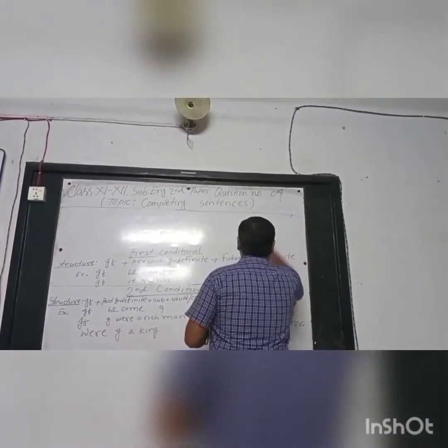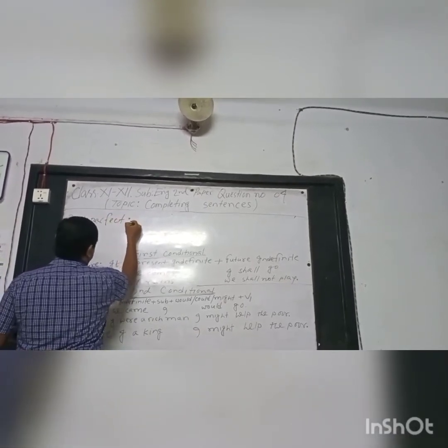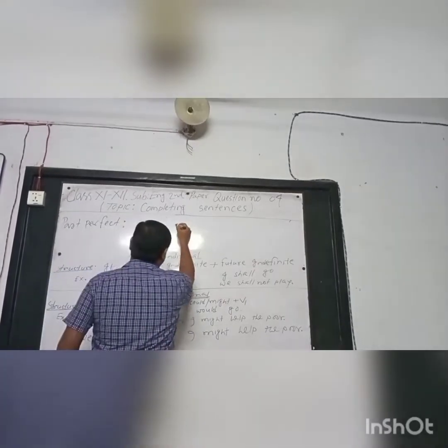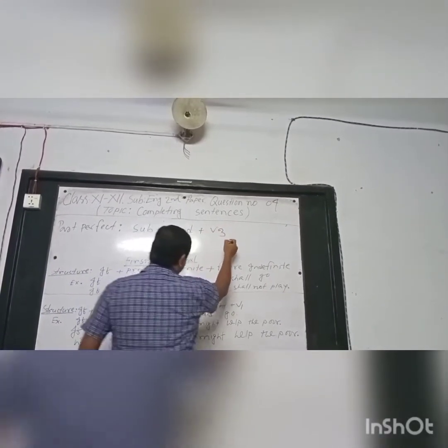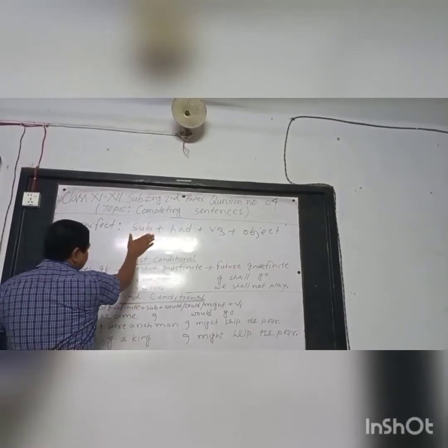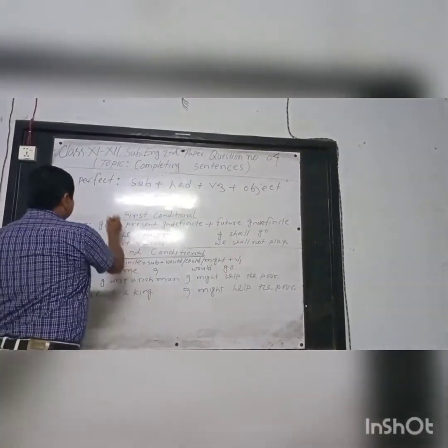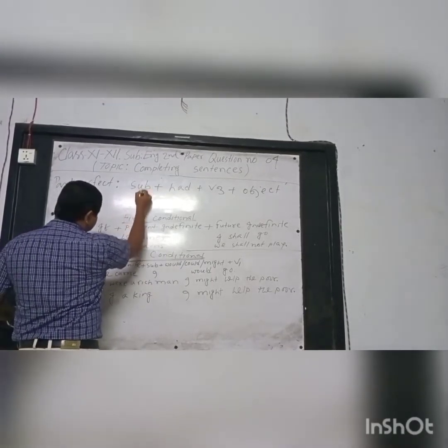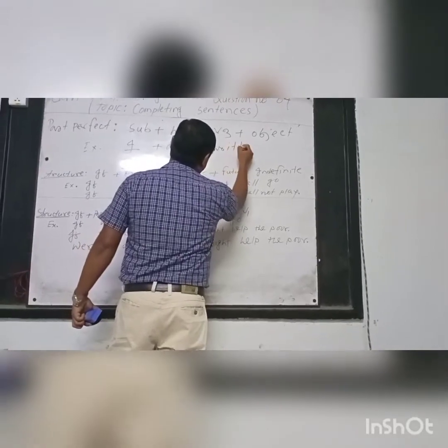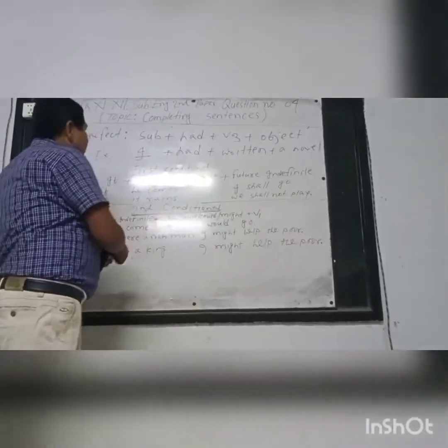Now you should learn past perfect. In structure, what will be the structure? Subject plus had plus V3 plus object. First of all subject, then auxiliary verb had, then V3, then object. As for example, I had written a novel.